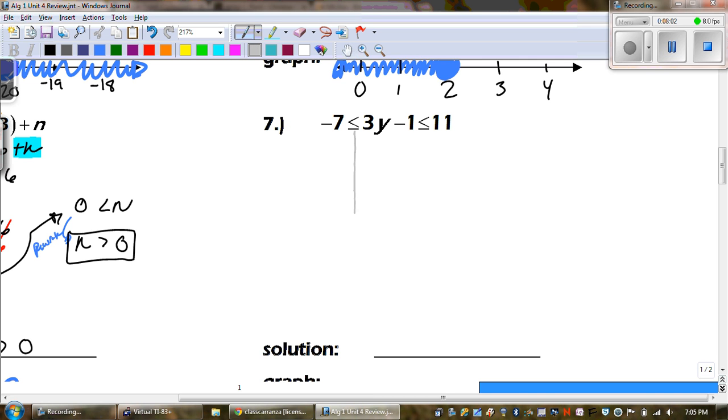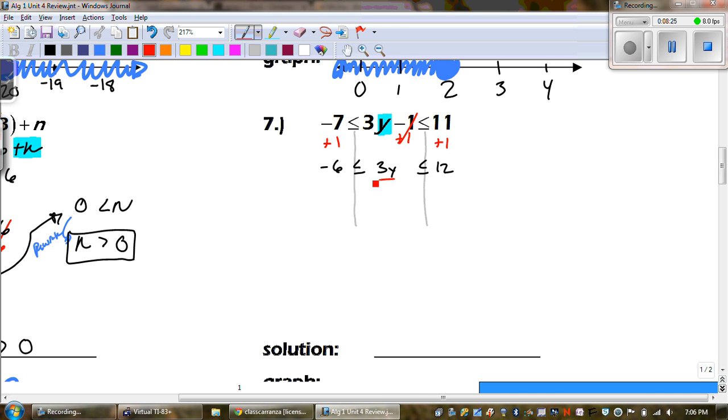Number 7, we're going to draw the lines. And remember that we want to solve for y. To get the y by itself, we have to add 1, and we add 1 to all sides. Negative 7 plus 1 gives us negative 6, is less than or equal to 3y, which is less than or equal to 12.